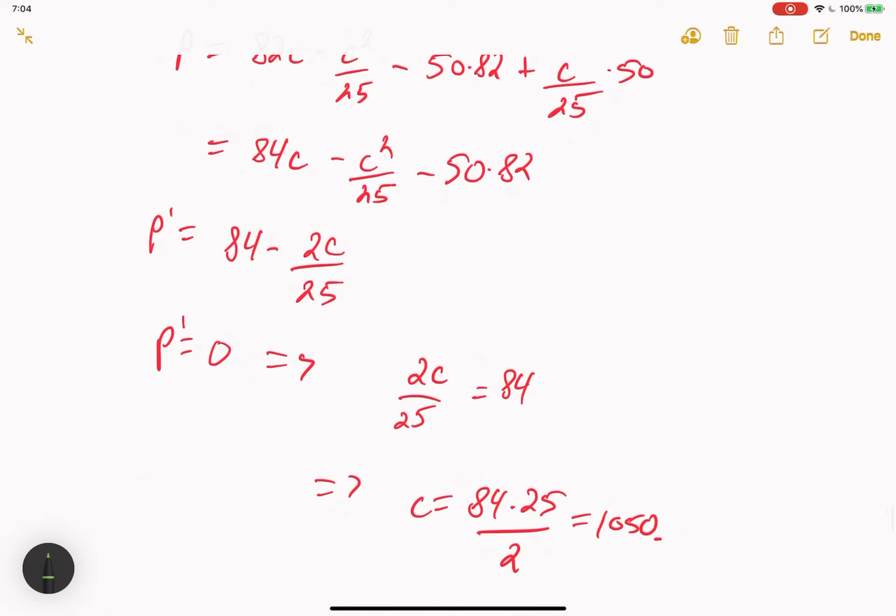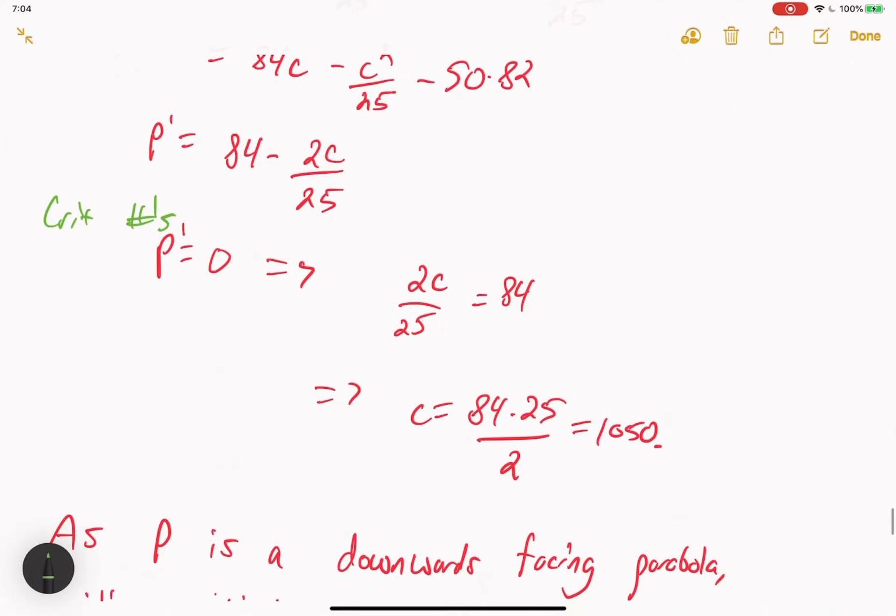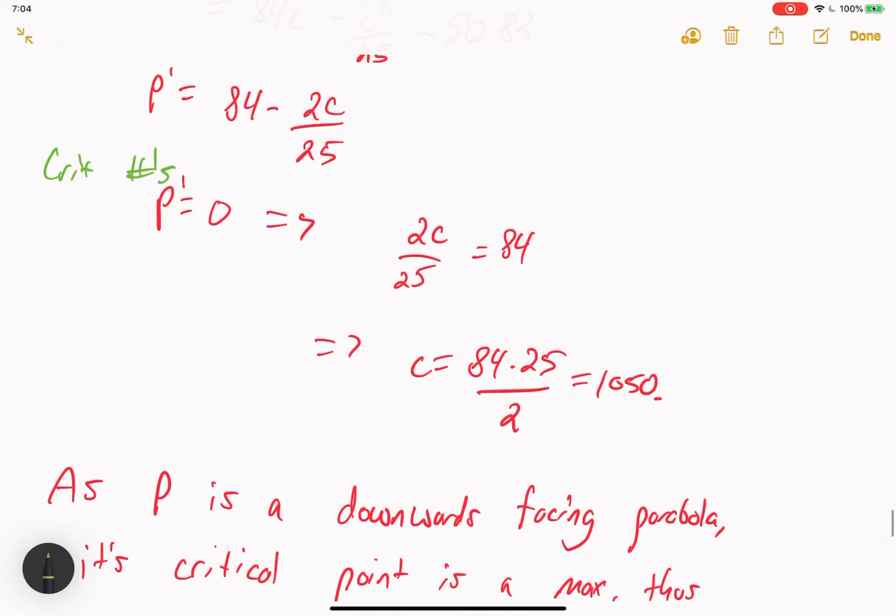So we want to find the critical numbers. So critical numbers, whenever it's going to equal 0. So we set P prime equal to 0, we get 2C divided by 25 is equal to 84. So we solve for C, divide by 2, multiply by 25, and get C is equal to 1050. And we still need to verify if it's a max or min.